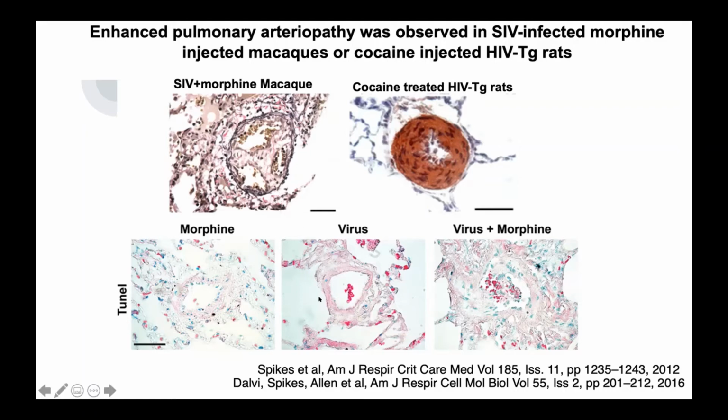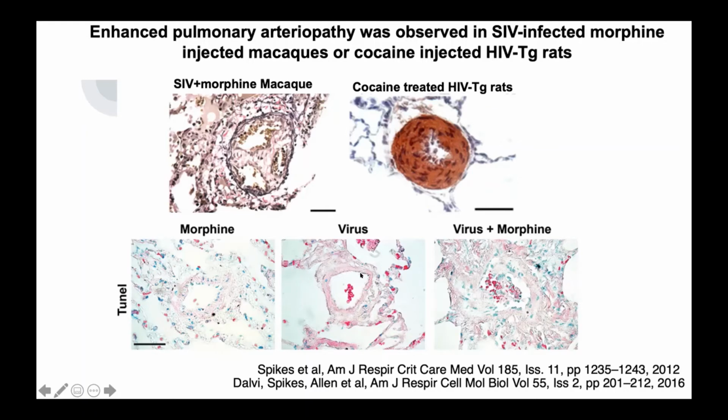Also, the lower panel I'm showing is the TUNEL staining in morphine-injected, SIV-infected, or SIV-infected and morphine-injected macaques. And you can see that the pink color shows the TUNEL positivity around the vessels, which is very much increased in the macaques that are injected with morphine and are infected with SIV.